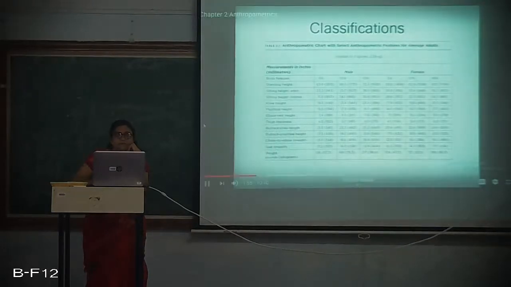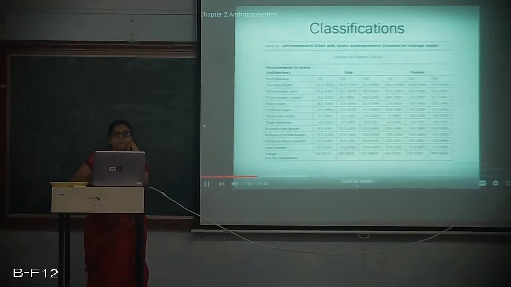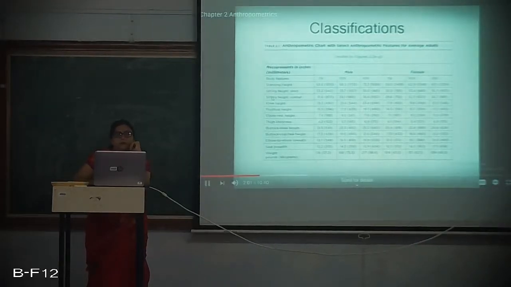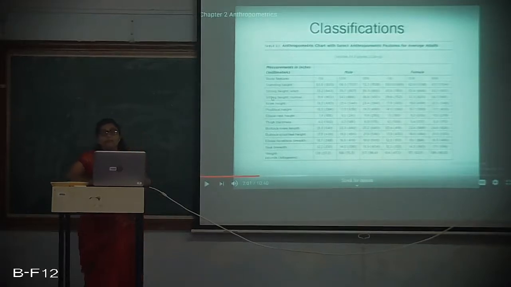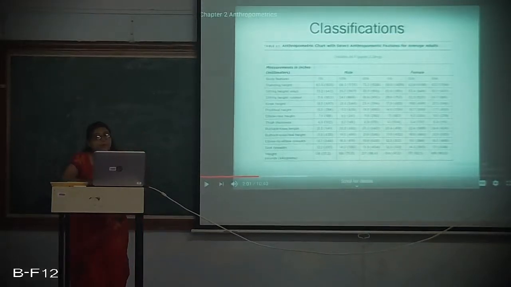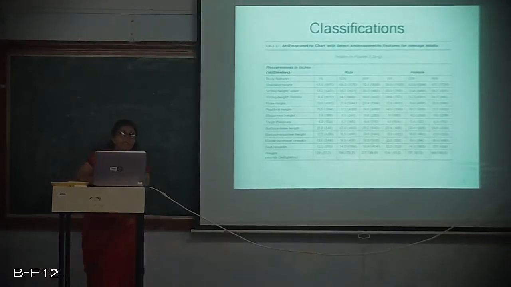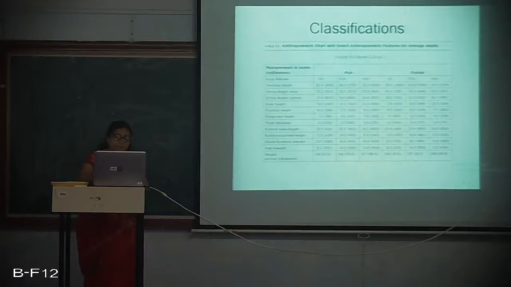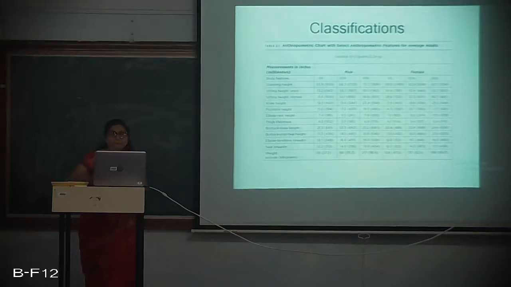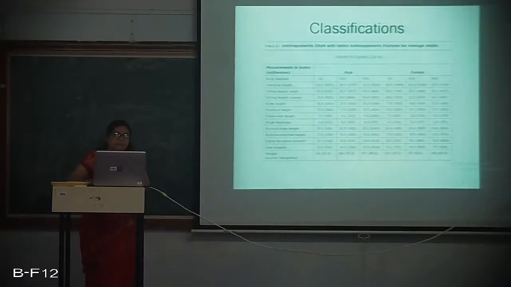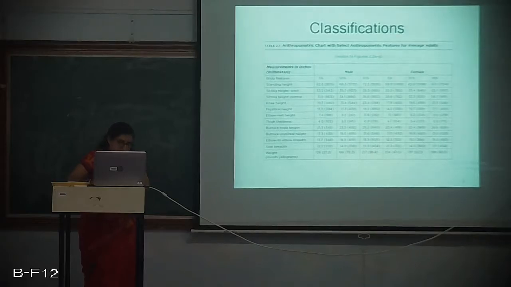Here's some critical dimensions. We can see the range if we just take the first line, the standing height. This shows the anthropometric chart, which selects anthropometric features for an average adult. This is the survey, or this is the average. On the low side, in the 5% category, a male may be 63.6 inches tall, whereas on the high side, in the 95th percentile, he might be 6 feet or 72.3 inches.